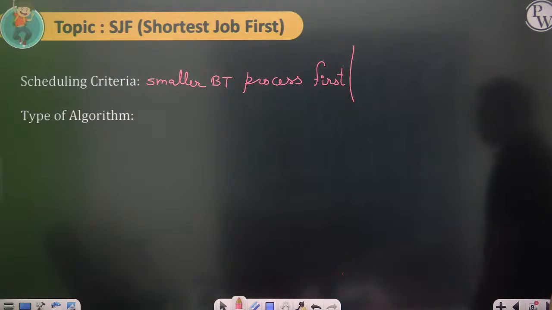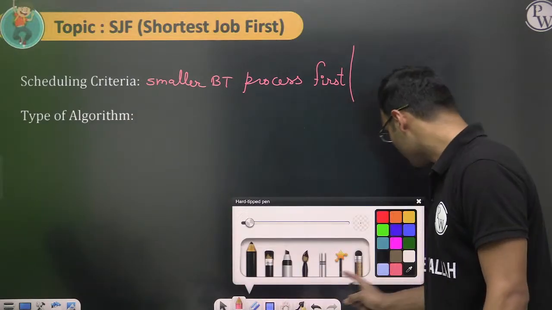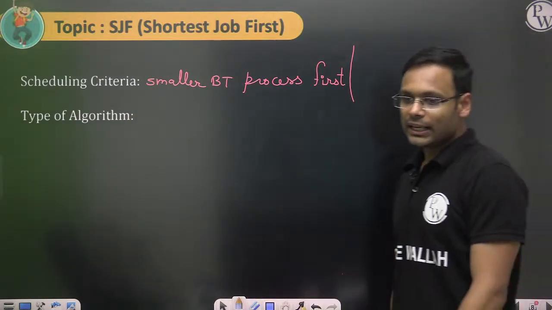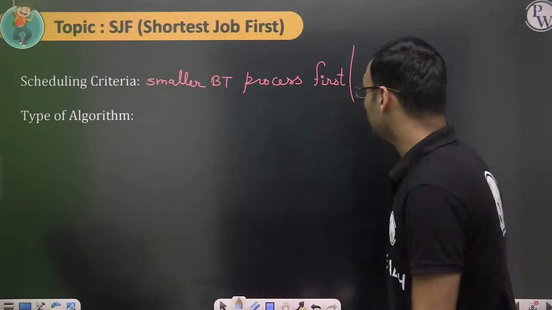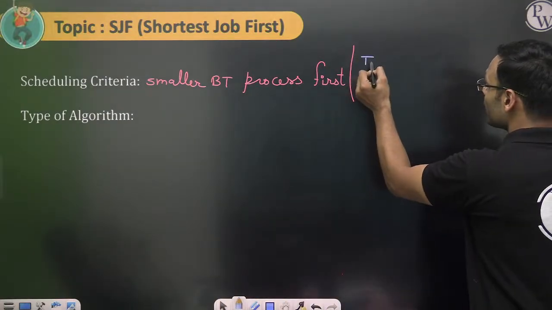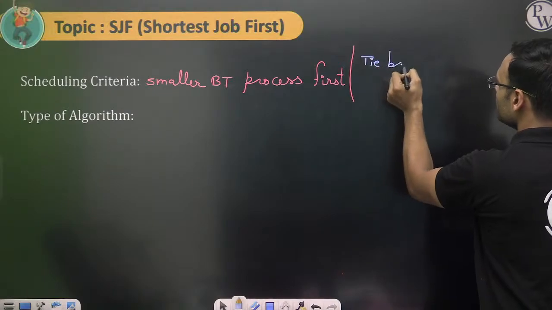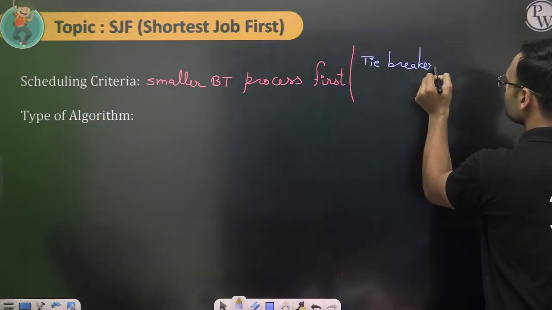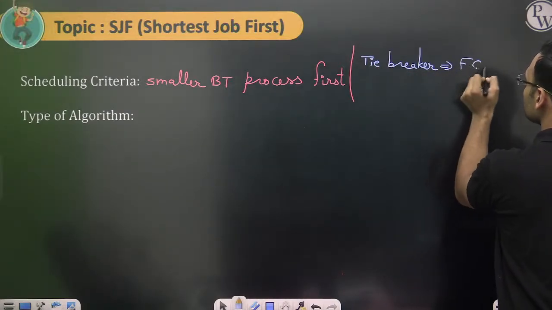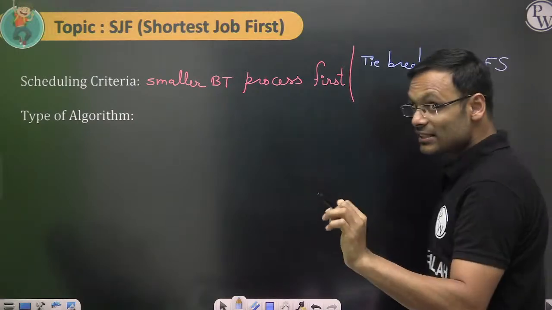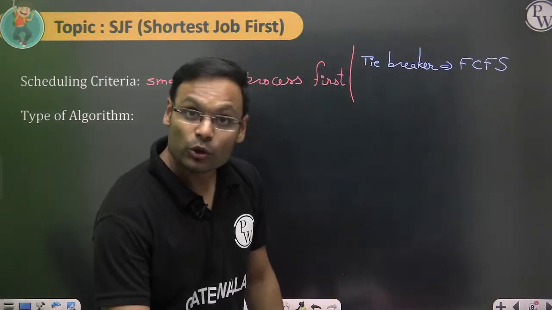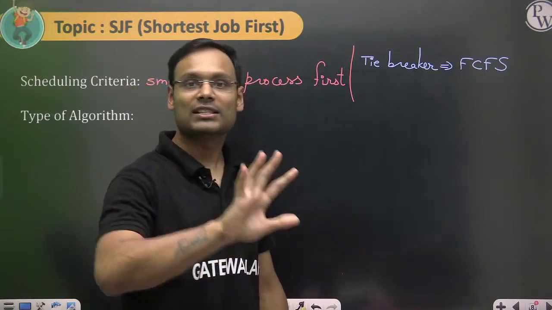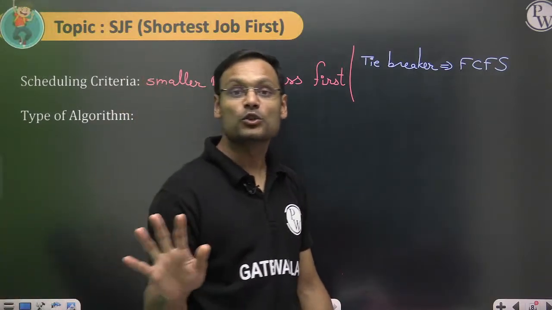But what if two processes are having equal burst time? In that case, a tiebreaker is to be used. The tiebreaker is FCFS. So please be mindful here. I have given this information. Even though you remember, you still make mistakes. I have seen thousands of students doing this.